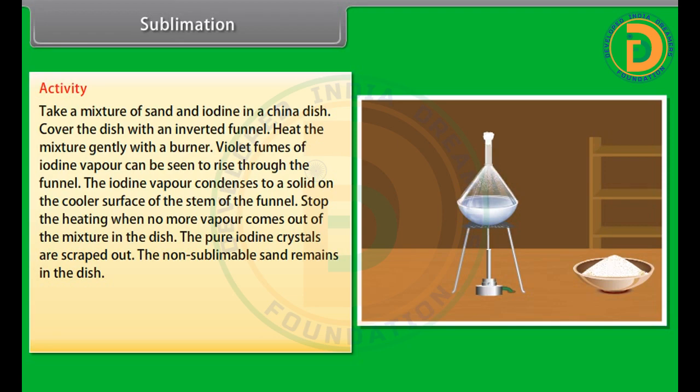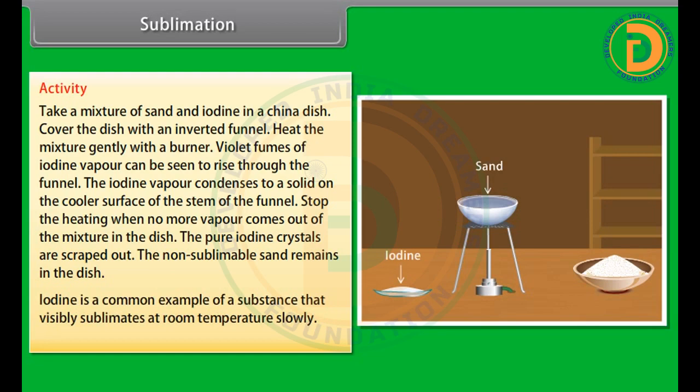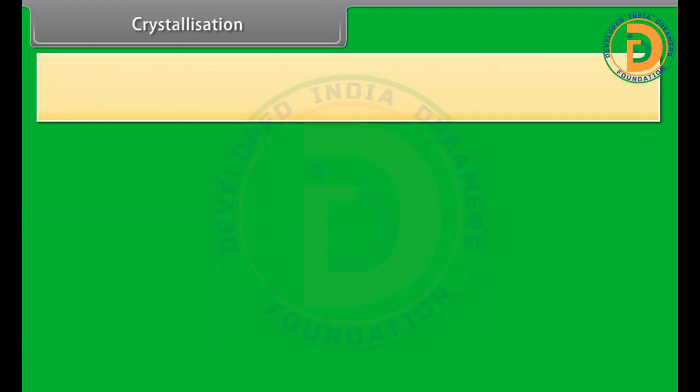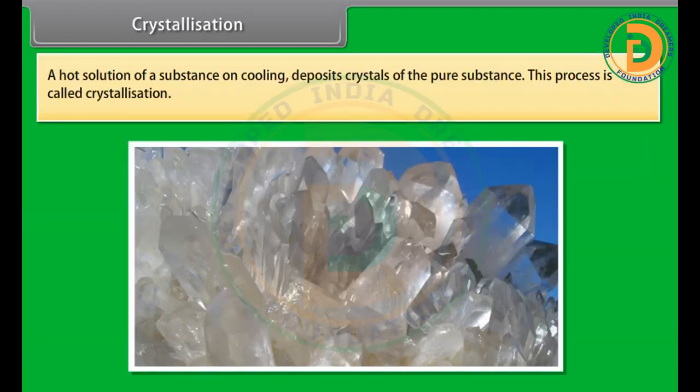The pure iodine crystals are scraped out. The non-sublimable sand remains in the dish. Iodine is a common example of a substance that visibly sublimates slowly at room temperature. Crystallization. A hot solution of a substance on cooling deposits crystals of the pure substance. This process is called crystallization.